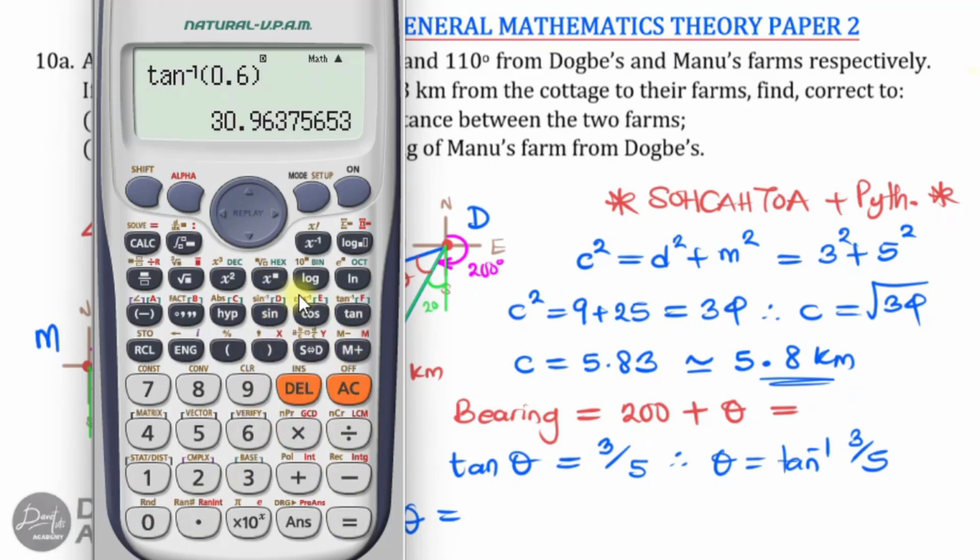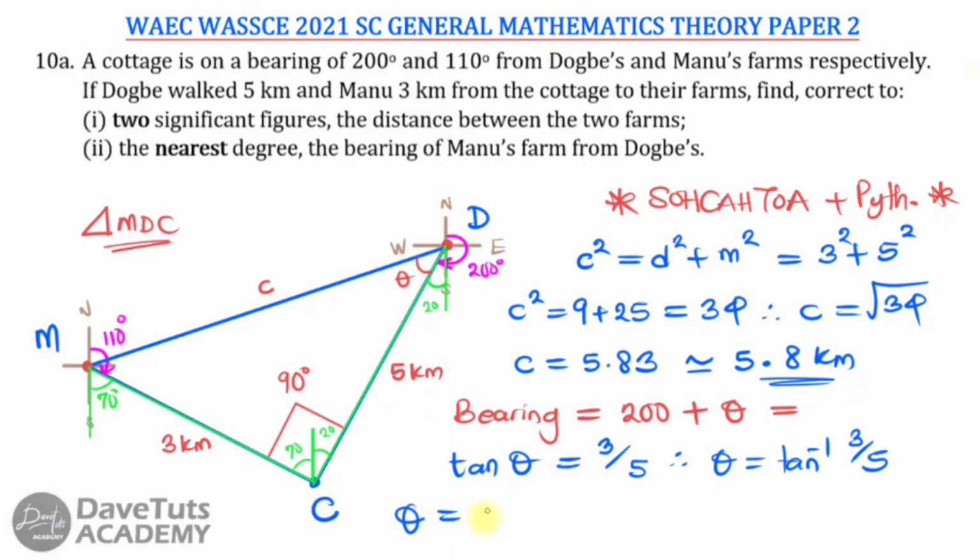Okay, so we have this as 30.964, such that the bearing that we are looking for is 200 plus 30.964. And if you had this, that would be 230.964. But again, we are told that we are to get this to the nearest degree.